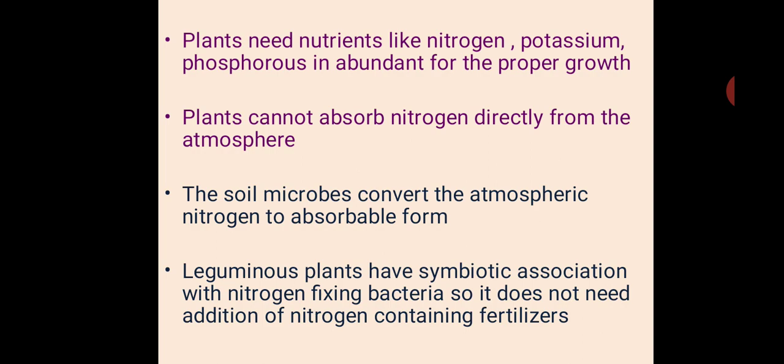Moving on to the slide. Plants need nutrients like nitrogen, potassium, phosphorus in abundance for the proper growth. Plants cannot absorb nitrogen directly from the atmosphere. The soil microbes convert the atmospheric nitrogen to the absorbable form. Leguminous plants have symbiotic association with nitrogen fixing bacteria, so they do not need addition of nitrogen containing fertilizers.